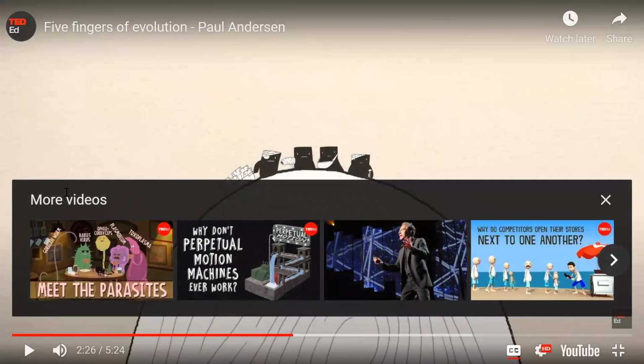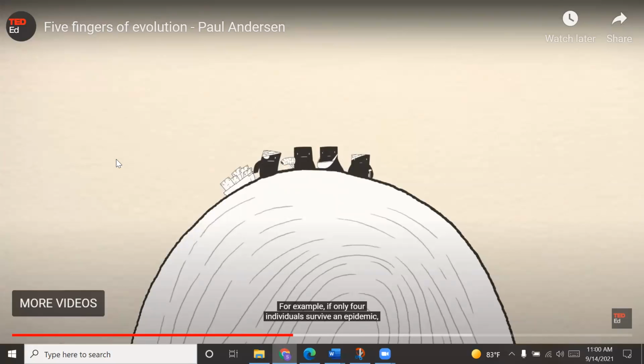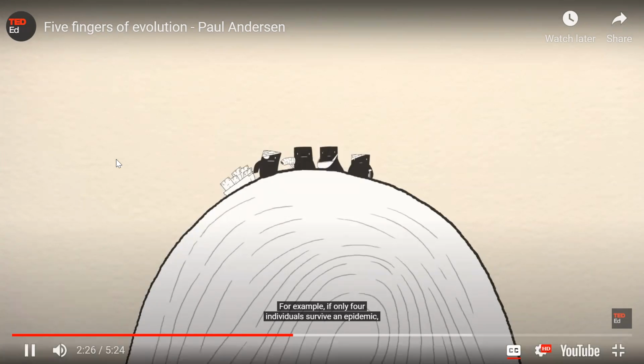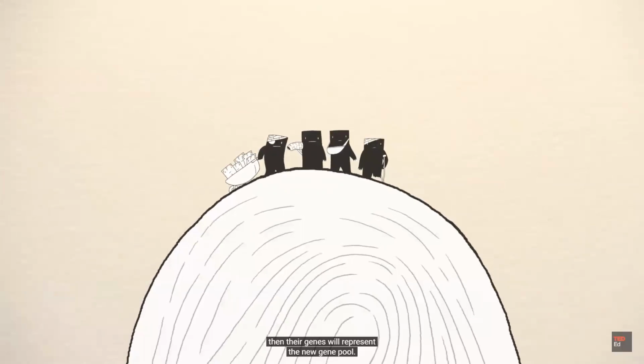Shrinking population. That will go on our pinky finger. So if for some reason the population shrinks, that could affect that frequency, right? Individuals survive an epidemic, then their genes will represent the new gene pool.